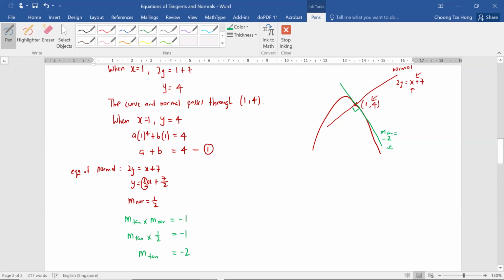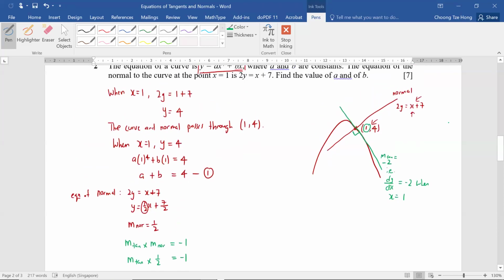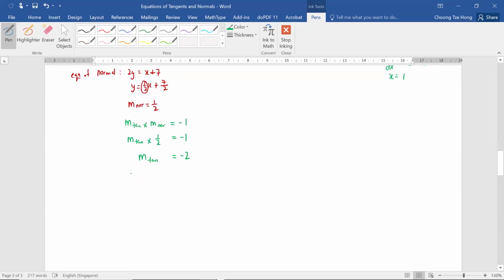So in other words, dy dx will be -2 when x equals 1, because this tangent touches the point where the x coordinate is 1. Now we need to find dy dx first. The equation is y equals ax to the power of 4 plus bx. So let's find dy dx: 4ax cubed plus b, right?